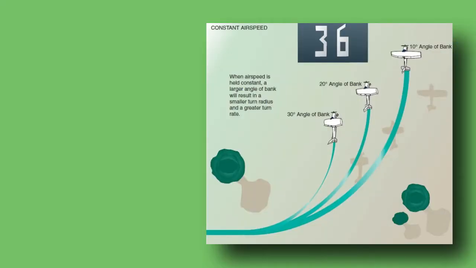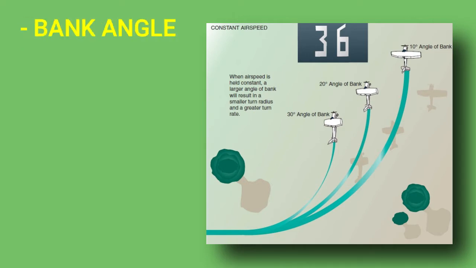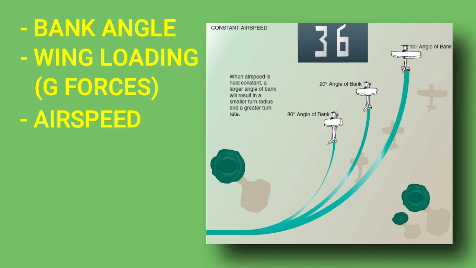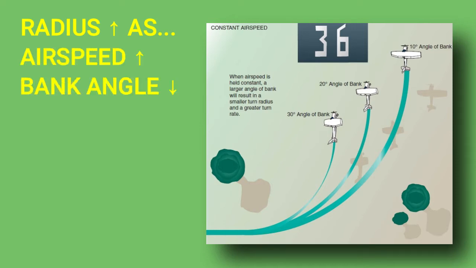As an aircraft maneuvers in a turn, the flight path describes an arc, referred to as a turn circle or turn radius. Turn radius is a function of bank angle, wing loading, also known as g-force, and airspeed. Turn radius increases as airspeed increases, or bank angle or g-loading decreases.